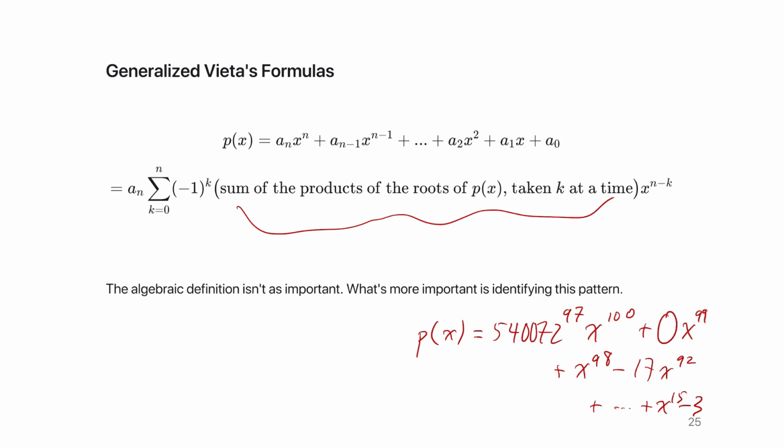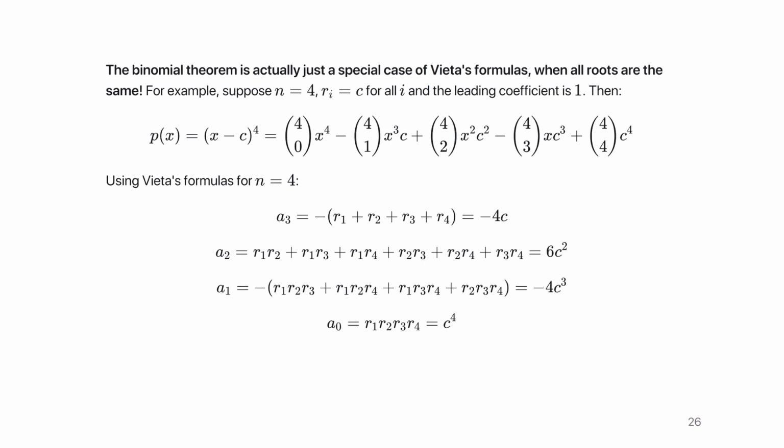So that's one thing you definitely have to pick up on. Cool. And so one interesting thing to note is that the binomial theorem is actually just a special case of Vieta's formulas when all of the roots are equal. So for example, pretend we had a polynomial of degree 4 where all of the roots were equal to c, where c is some constant. Well then, when we look at all of these symmetric sums, the sum of 4 of the roots is just 4 times c. The product of all possible ways I can multiply 2 of them, well there's 6 possible ways because I have 4 choose 2, and all of those would give me c squared.